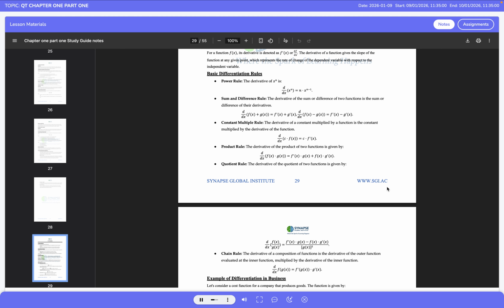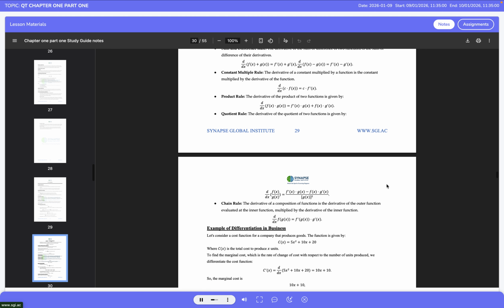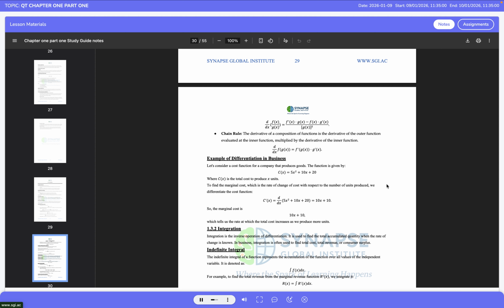To see differentiation in a business context, consider a cost function given by C(x) equals 5x squared plus 10x plus 20, where C(x) represents the total cost of producing x units. To find the marginal cost, which is the rate of change of total cost with respect to output, we differentiate the cost function. The derivative is 10x plus 10. This marginal cost function tells us how much total cost increases when production increases by one additional unit.